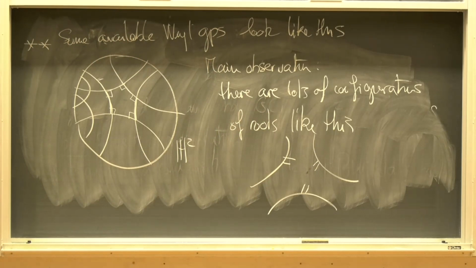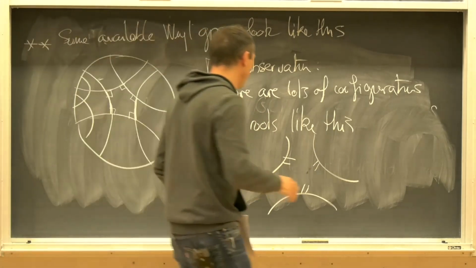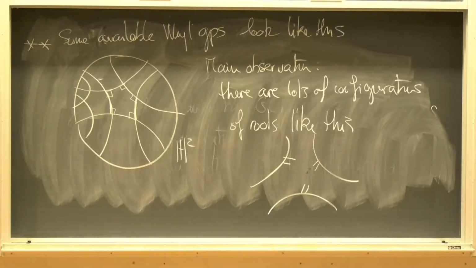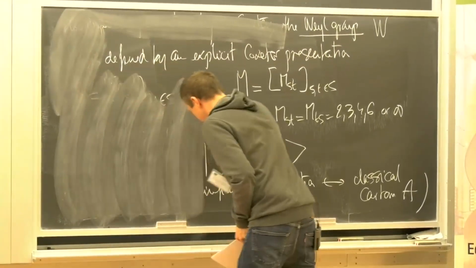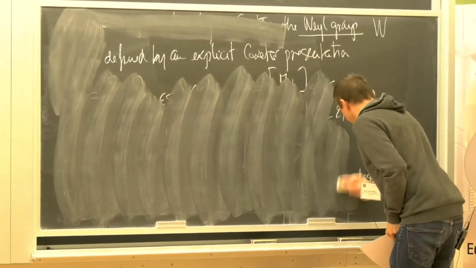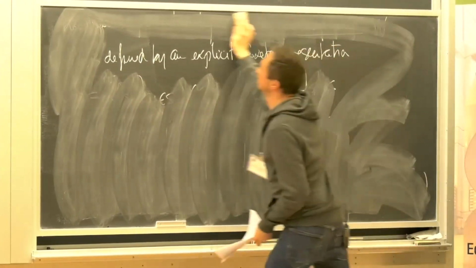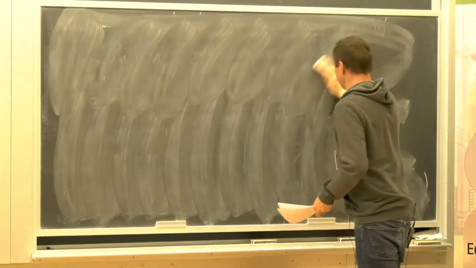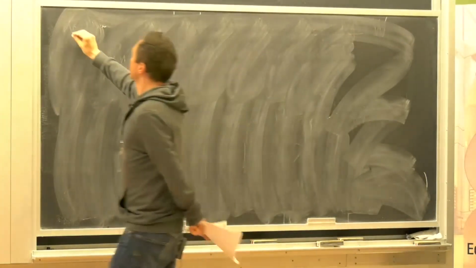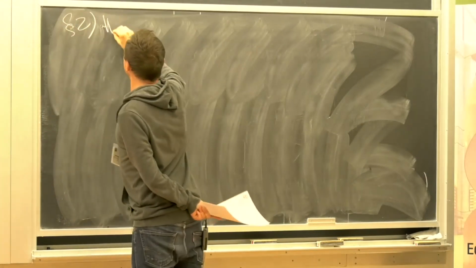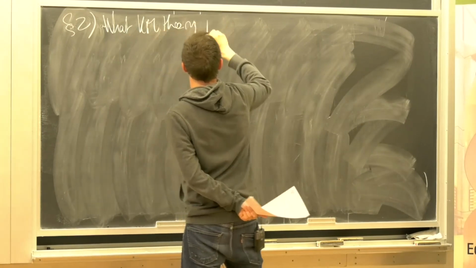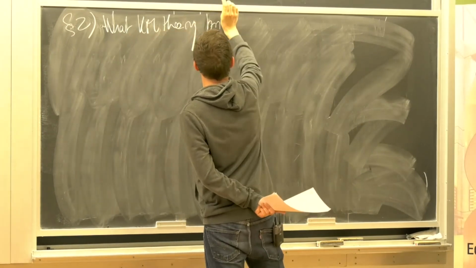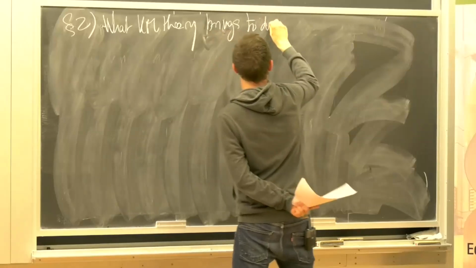Any question? No? Okay, so now we can turn to discrete groups. This is the second part. What Kac-Moody theory brings to discrete group theory.